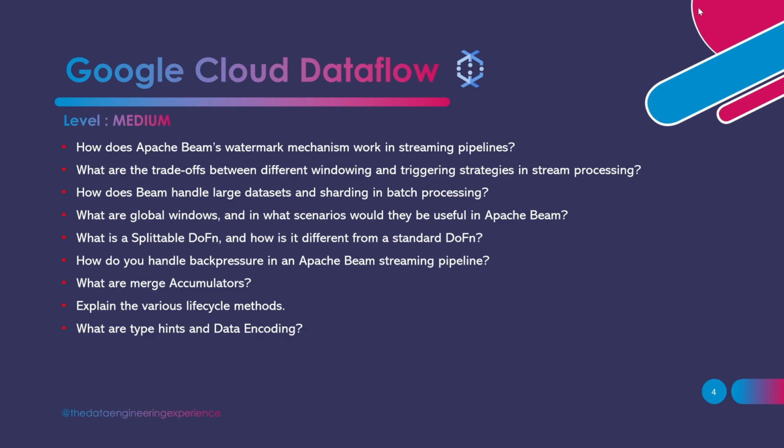Then you might get questions about global windows. So what are global windows and when are they useful in Beam? So you can mention that a global window treats all the data as a part of one single window, which means there is no time-based grouping. Basically, the time dimension itself is missing. This is very helpful when you are computing results over a long period of time.